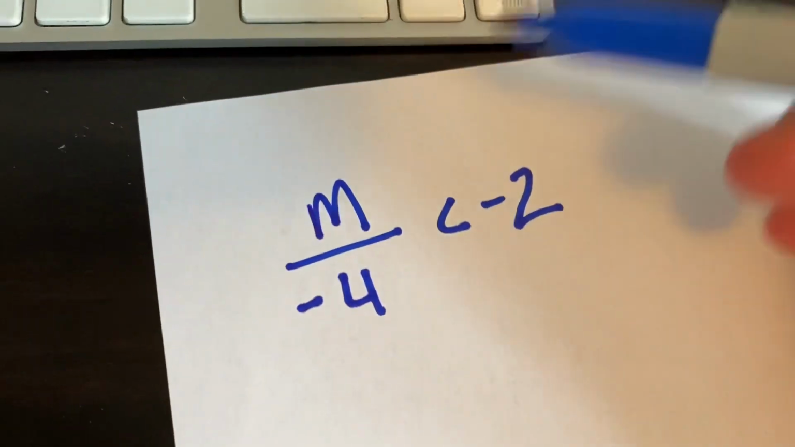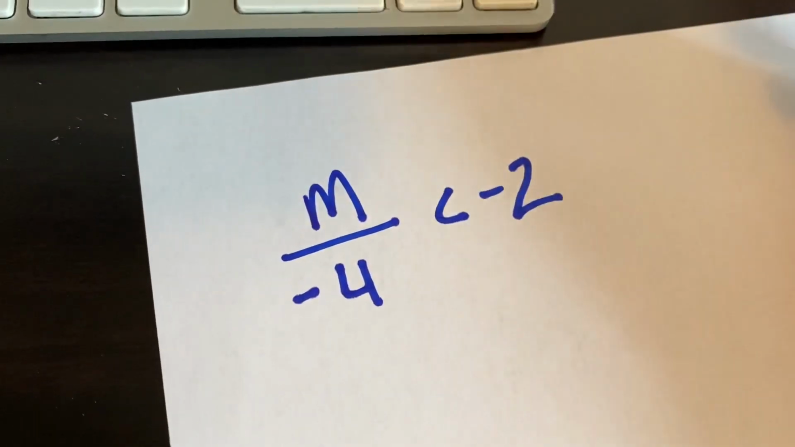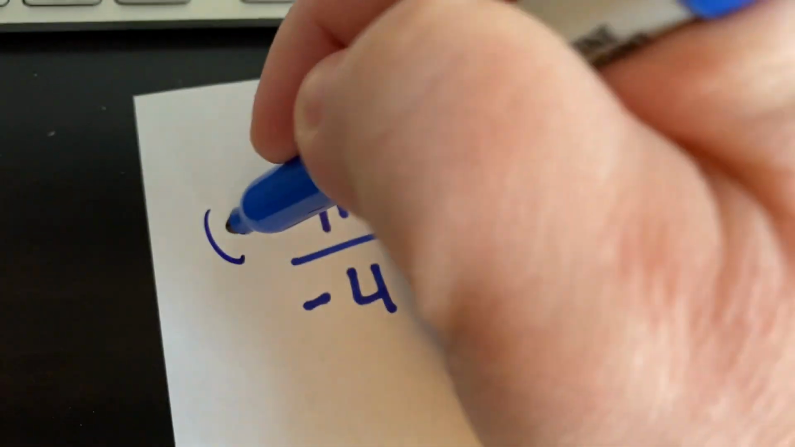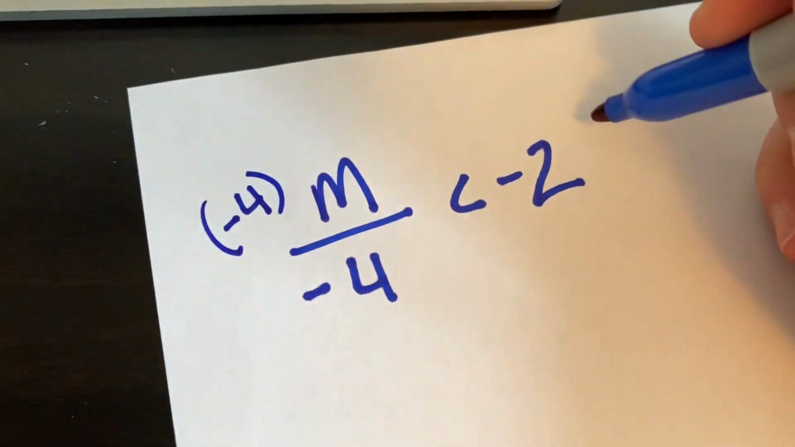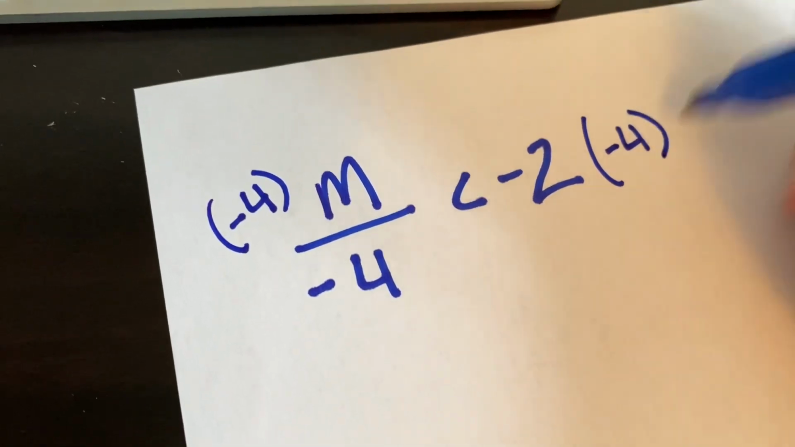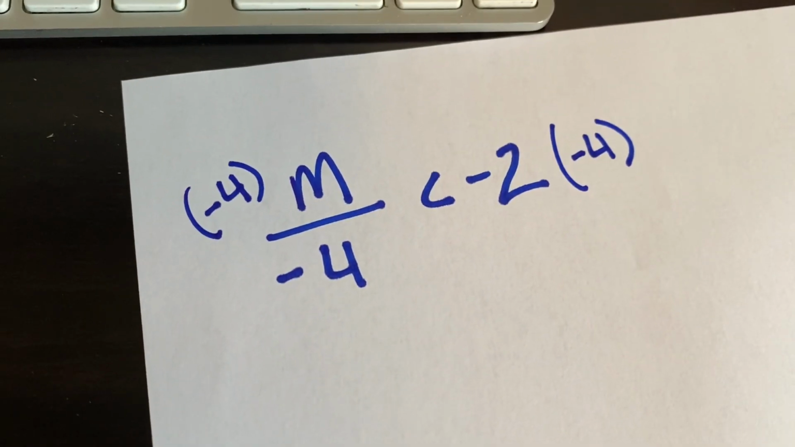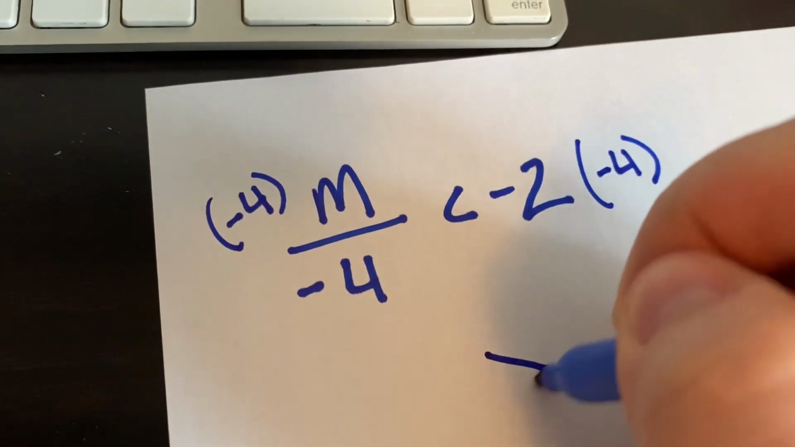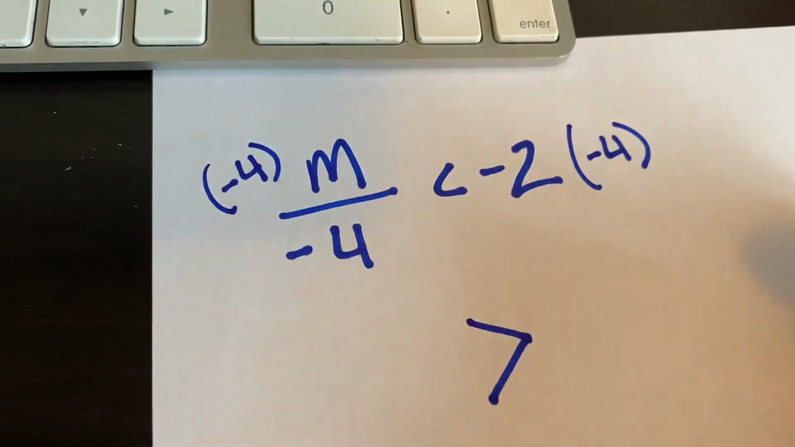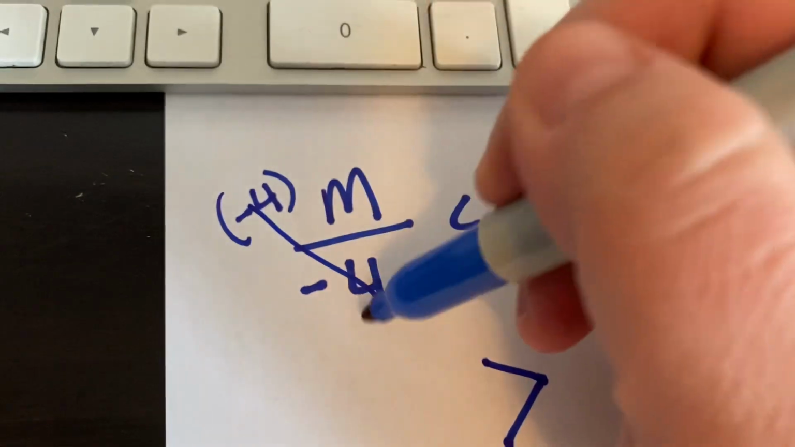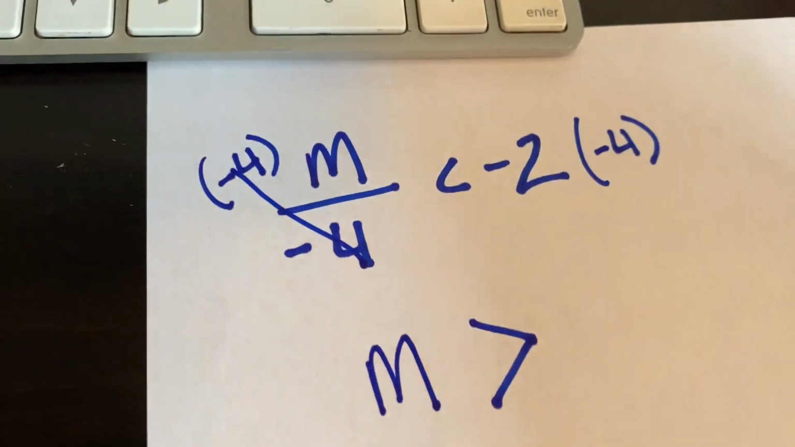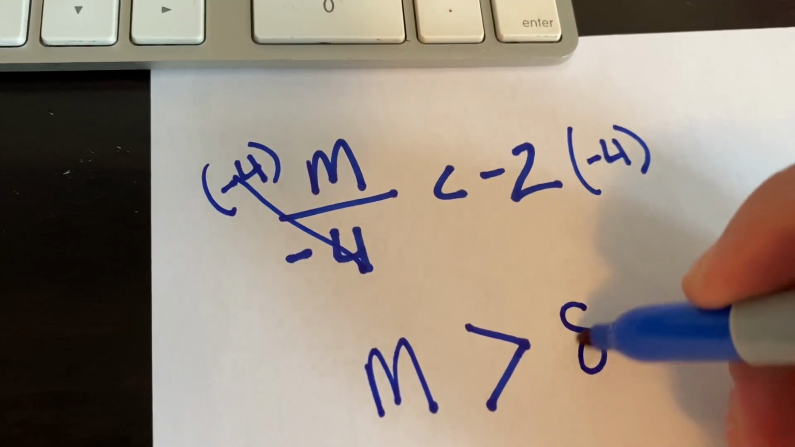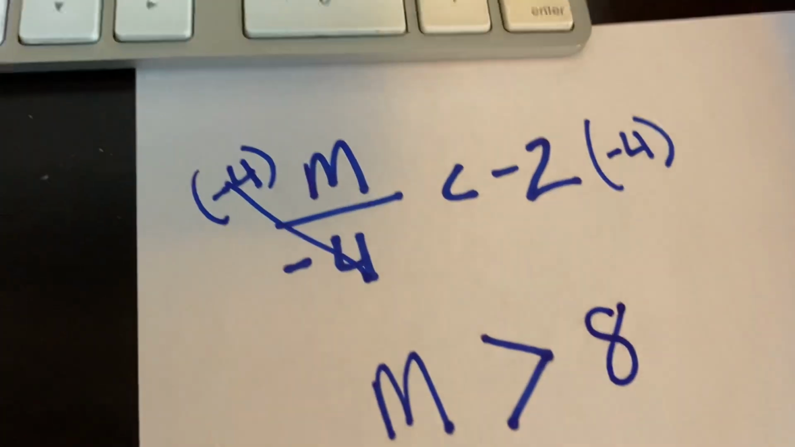So here's my problem, m divided by -4. If I'm dividing, to undo that, I have to multiply by -4. Now remember, when we multiply by a negative number, like we're doing here, we have to change that inequality. So I'm going to change it right away, then continue on my problem. Those cancel out, leaving me with m on the left. -2 times -4 gives me a +8. So m is greater than 8.